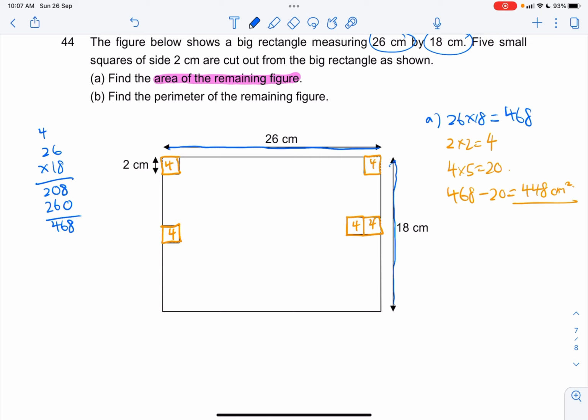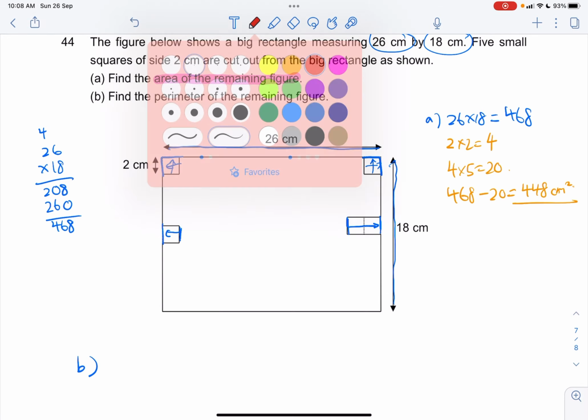Now moving back to B, find the perimeter of the remaining figure. Okay, so let me just erase all this part here. If you can see, I can actually move this line up here to form a full rectangle. Move this up here to form a full rectangle. I can move this line out here, and I can move this line out here.